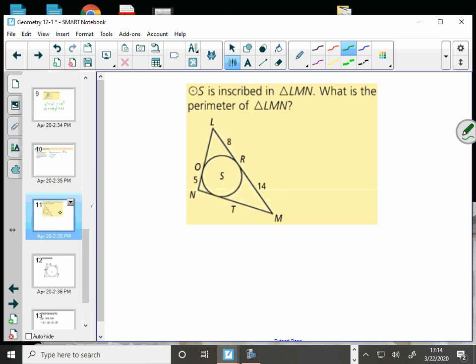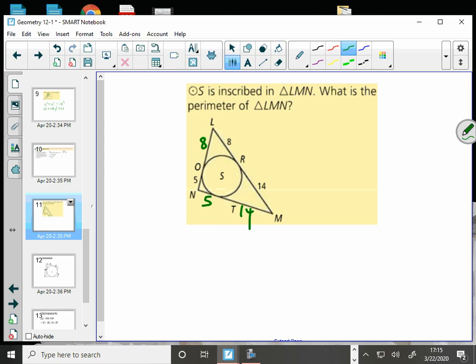For example, this circle is inscribed in triangle LMN. Now, a circle inscribed in a triangle means that it is tangent to each side of the triangle. What is the perimeter of LMN? Since it's tangent to each side, LO and LR are tangent from the same point, which means that they're equivalent. So that means that's 8, because that's 8. If NO is 5, then NT has to be 5. T is supposed to be right there. And then if RM is 14, then TM has to be 14.